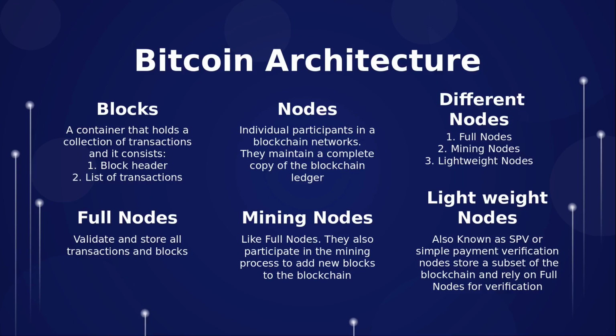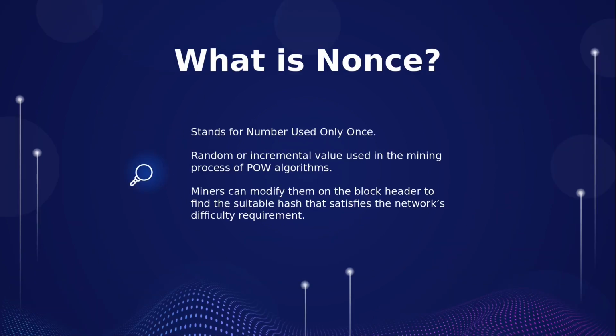On the other hand, we have the nodes. Nodes are the individual participants in a blockchain network. They maintain copies of the entire blockchain ledger and play crucial roles in maintaining the network's integrity. There are different types of nodes, including full nodes, mining nodes, and lightweight nodes. Full nodes store and validate all transactions and blocks, while mining nodes additionally participate in the mining process to add new blocks to the blockchain. Lightweight nodes, also known as SPV or Simplified Payment Verification nodes, store a subset of the blockchain and rely on full nodes for verification.